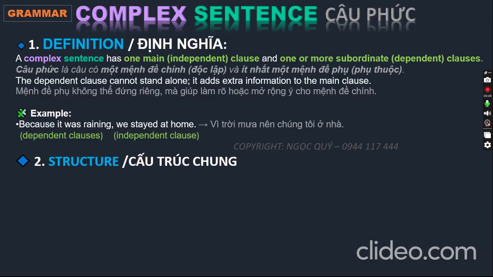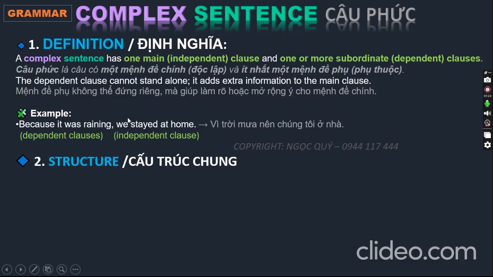For example, because it was raining, we stayed at home. Because it was raining is the dependent clause. We stayed at home is the independent clause. Because, the independent clause provides enough information and finishes an idea, an opinion.